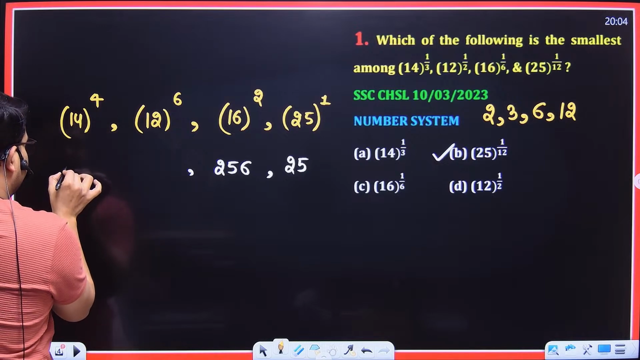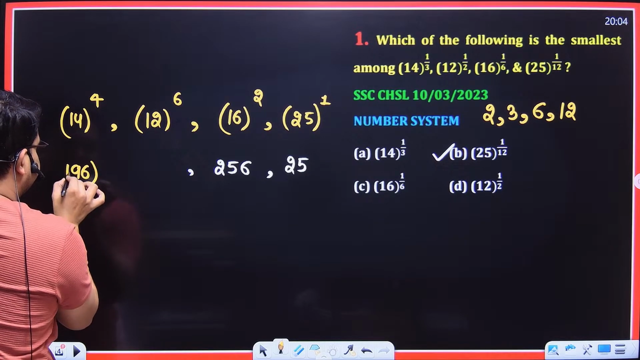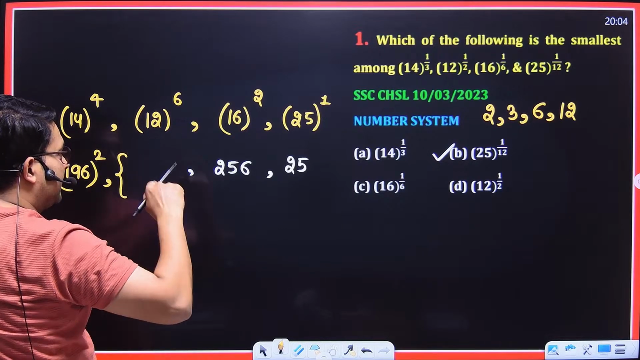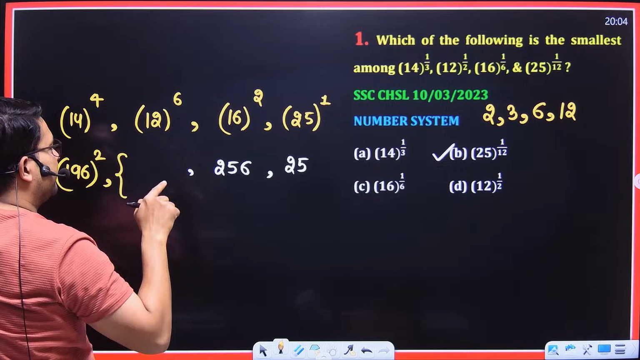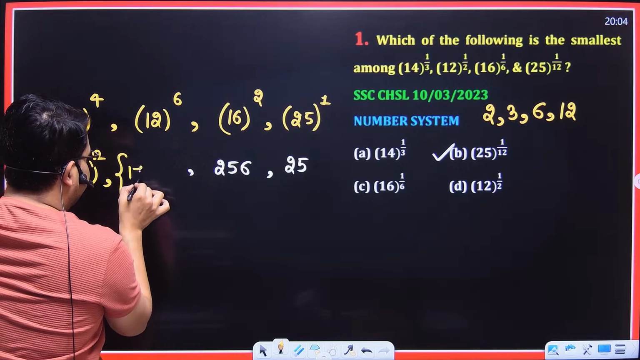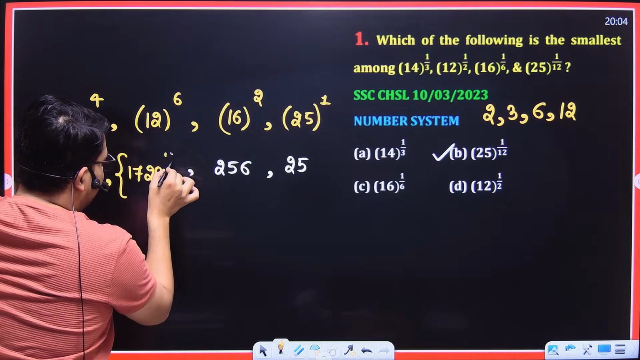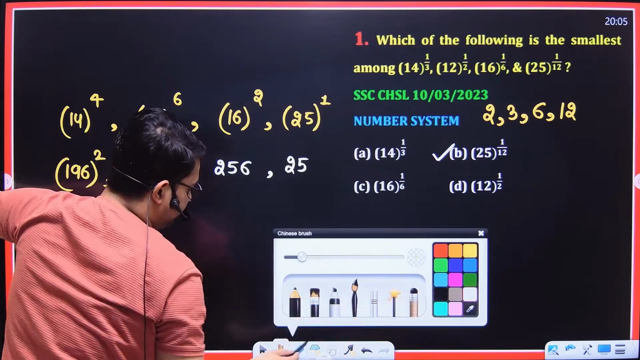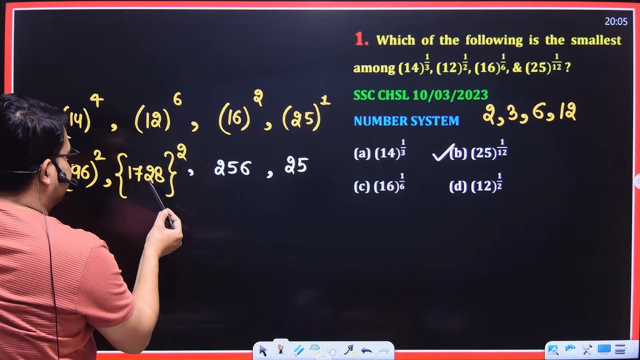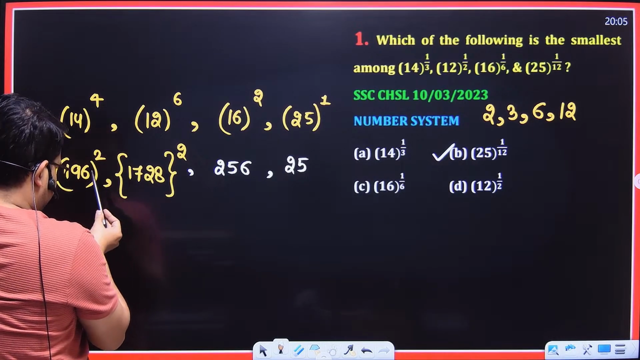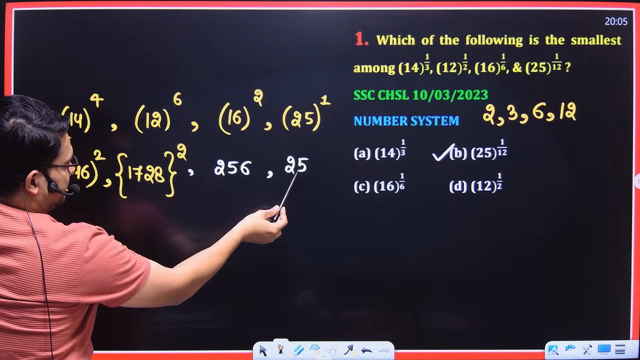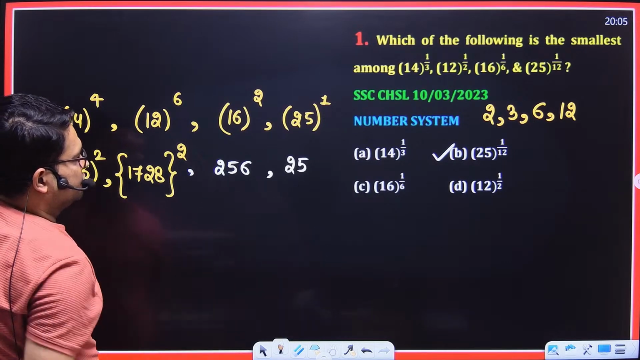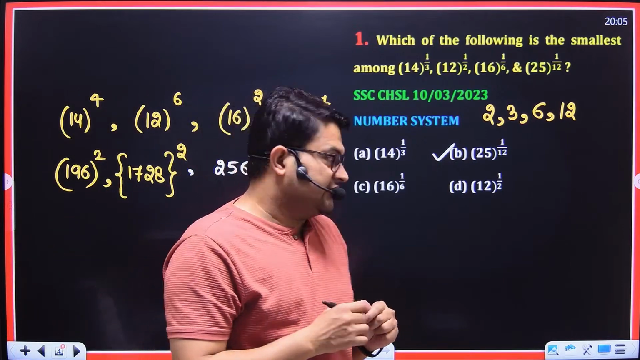I can write it 196 to the power 2, and I can write this as 12 cube to the power 2, and you know that the cube of 12 is 1728. So I am writing the power in terms of their HCF. So we can compare. This one is the largest number, then this one is smaller, this one is second, this one is third, this one is fourth. This one is the largest, this one is the smallest. So we can compare any of the surds easily.